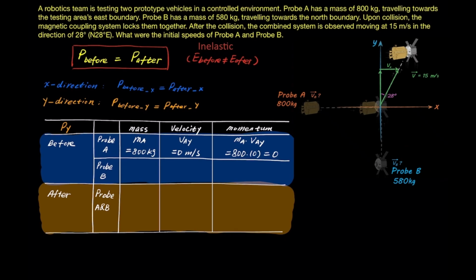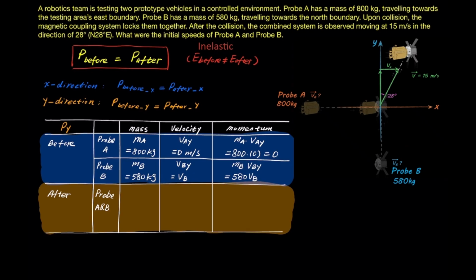For probe B, its mass mb remains 580 kilograms, and probe B is moving directly north before the collision, and this means its entire speed is its y component, right? So we have Vby equals Vb. Then the initial momentum of probe B in the y direction is mb multiplied by the velocity in the y direction, Vby. And this gives us 580 multiplied by Vb.